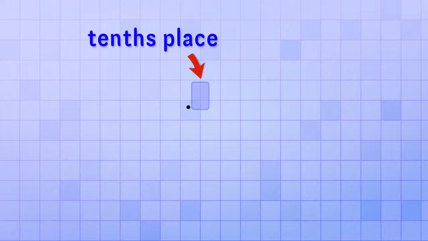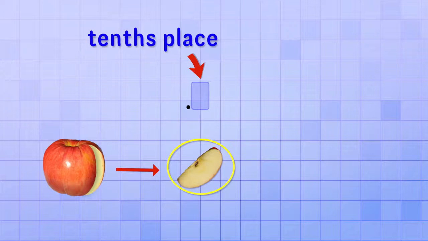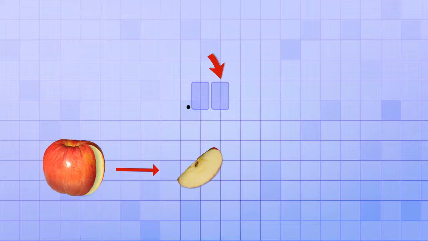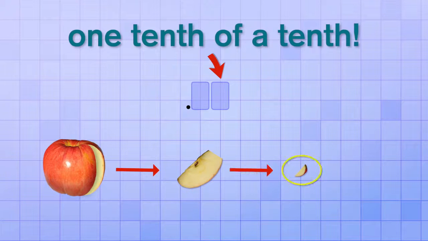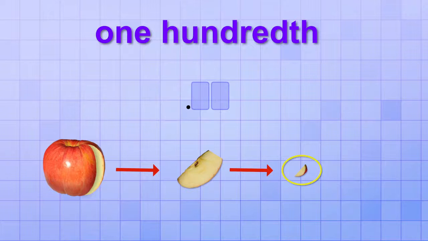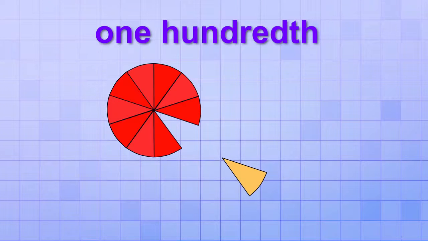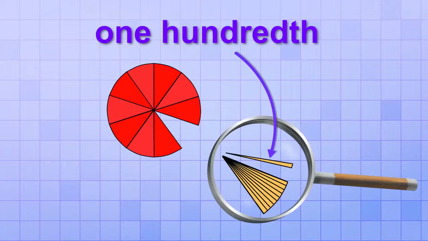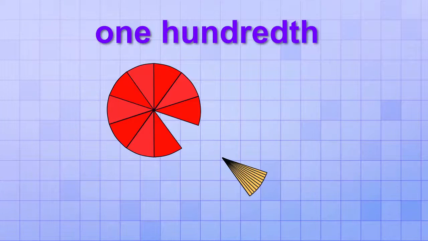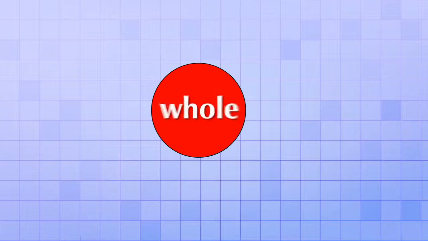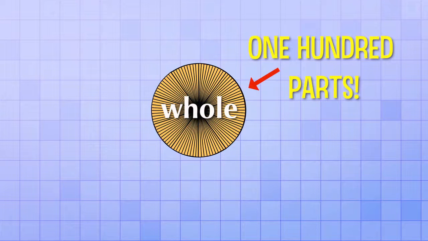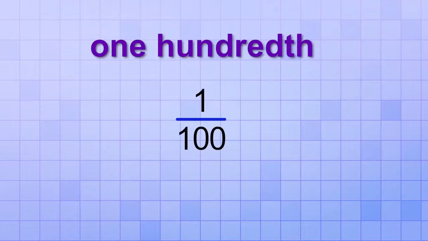So, if the tenths place counts fractions that are a tenth of 1, then the next number place over will count amounts that are 1/10 of a tenth. 1/10 of a tenth is called 1/100th, and it's the fraction you get if you take a tenth and then divide it into 10 equal parts. It's a very small fraction, and it's called a hundredth because it's the same fraction you'd get if you take a whole and divide it up into 100 parts. So its fraction form looks like this, 1/100.